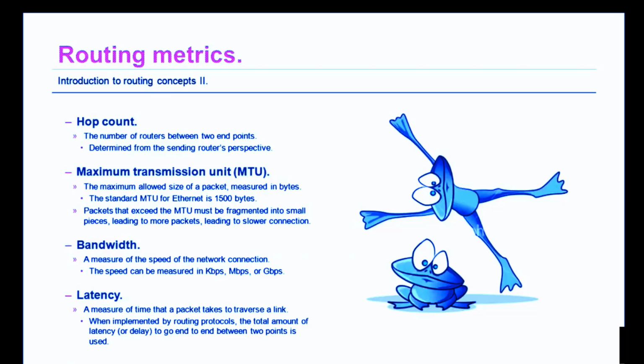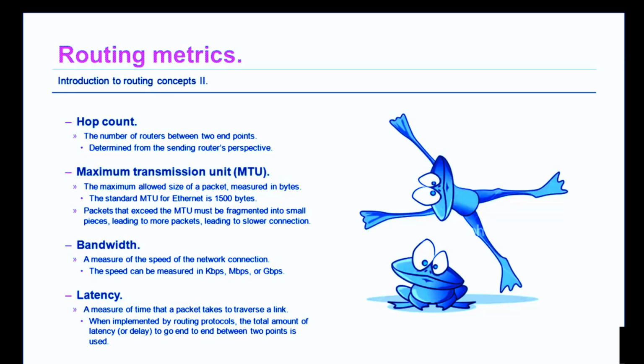The hop count is the number of routers between two endpoints. This is determined from the sending router's perspective. The maximum transmission unit, or MTU, is another metric that is used by routing protocols. The MTU is the maximum allowed size of a packet, measured in bytes, that's allowed through an interface.